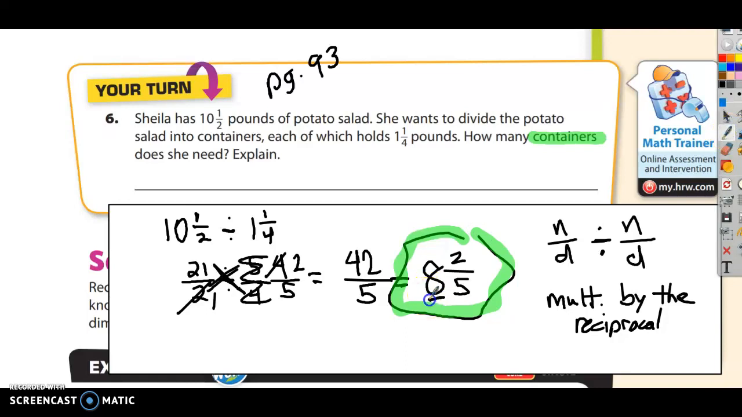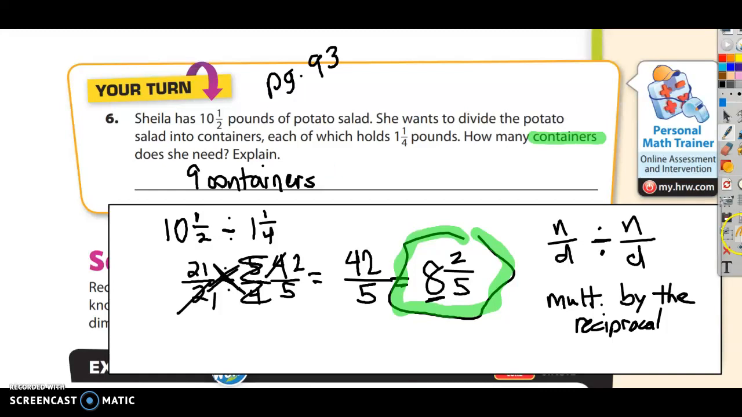This right here would be 8 portions of potato salad, and this right here would be 2/5 of a portion of potato salad. So one kind of weird answer would be I need 8 full containers, and I need 2/5 of a container. But that doesn't make sense. We're just going to round up to 9 containers. It says explain. Explaining is showing your work. So if you showed your work, then you can just write 9 containers here.